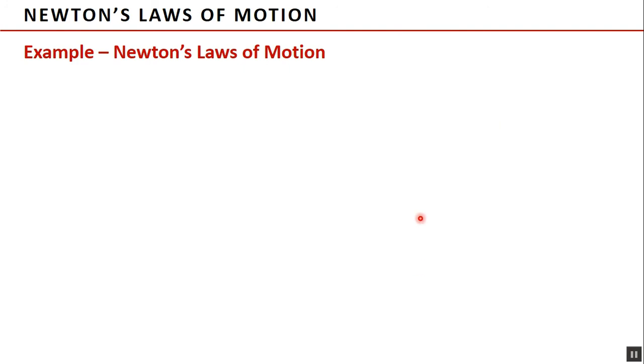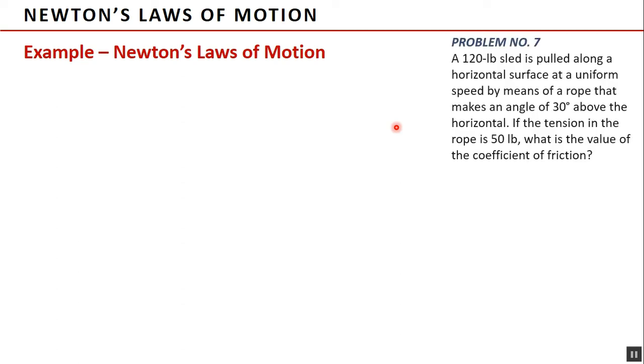In the previous problems, we have seen problems in which the normal force on the body is numerically equal to its weight. In this problem, we will see a different case in which the normal force is less than the weight. Problem number 7. A 120-pound sled is pulled along a horizontal surface at a uniform speed by means of a rope that makes an angle of 30 degrees above the horizontal. If the tension in the rope is 50 pounds, what is the value of the coefficient of friction?